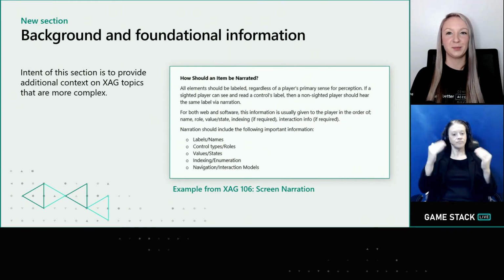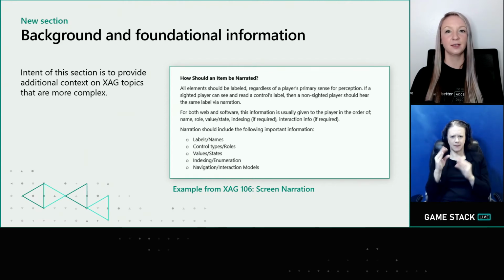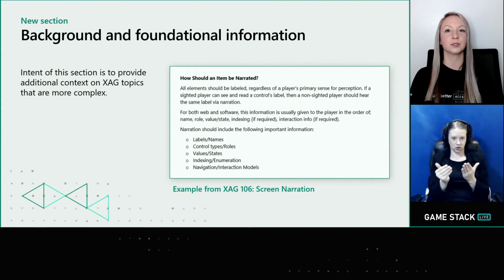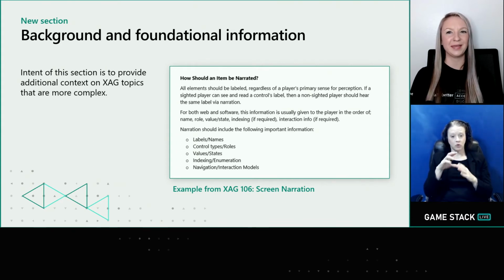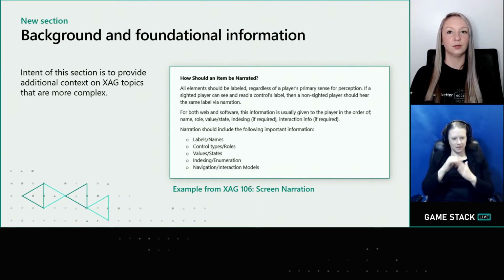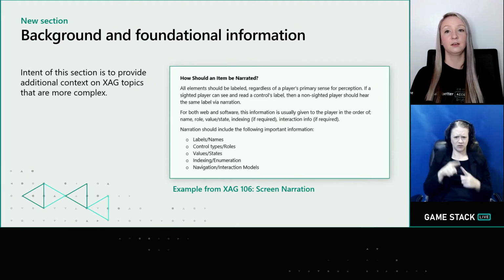Another new section that can be found in certain ZAGs that cover topics that tend to be a bit more complex is the background and foundational information section. And this discusses basic principles or context that a developer may need to know in order to properly implement the guidelines in that ZAG. So for example, ZAG 106 provides best practice guidelines for screen narration, but without some foundational information on the components of screen narration, the guidelines themselves and how to best implement that narration may not make a ton of sense just yet for those that are newer to screen narration implementation.